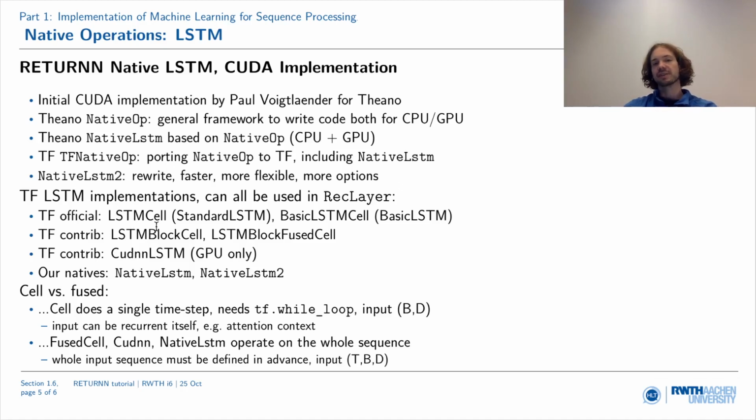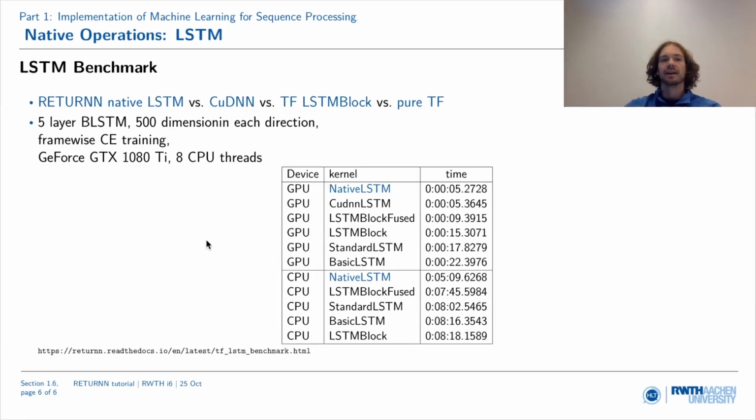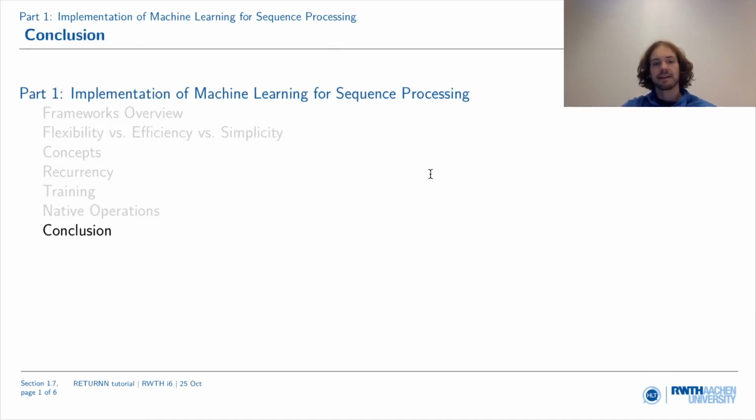There are multiple implementations you can use in any framework, but especially in RETURNN. It's the standard TensorFlow official LSTM cell. There was also this block cell. Then the cuDNN LSTM, of course, and our native ones. Cell versus fused means cell runs on a single time step, while fused runs on the whole sequences, like cuDNN does as well. To compare now, our native was against cuDNN versus LSTM block versus pure TensorFlow. Interestingly, our native is the fastest in both cases. On GPU, it's very similar to cuDNN, but cuDNN does not exist on CPU. And on CPU especially, ours is also the fastest. So this is a very nice result. And native LSTM2 is even faster than that.